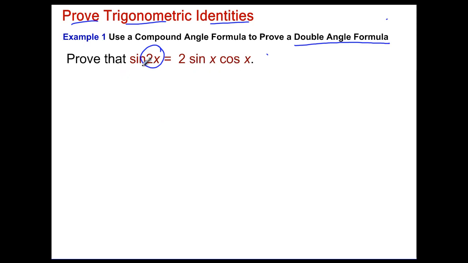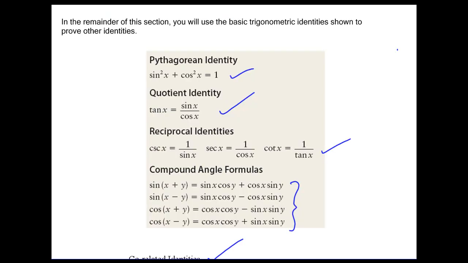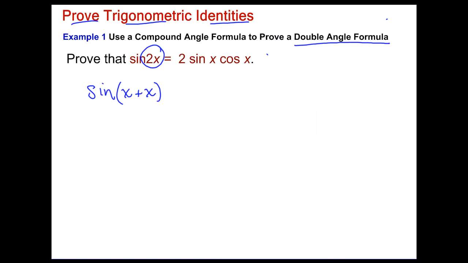So I am going to start on the left hand side, and the first thing I'm going to do is recognize that sine of 2x can also be rewritten as sine of x plus x. Now this is very helpful because I have a compound angle formula, sine of x plus y equals sine x cos y plus cos x sine y, and as long as I have two angles I can expand out sine of one angle plus the other. That's the approach we're going to take.